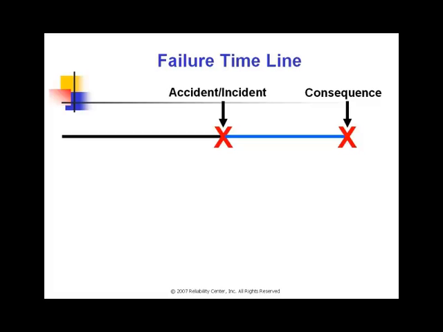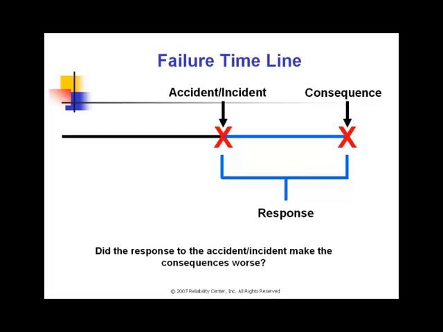And what I want you to realize and take into consideration is that because this is a timeline, there is usually a gap in time between the incident itself and the point in time when we have the consequences isolated. This represents our response time. Did the response to the accident or the incident make the consequences worse? We have to take this into consideration, because unless we look at our events and our modes this way, then we will not take into consideration that we could have had an improper response that made things worse.